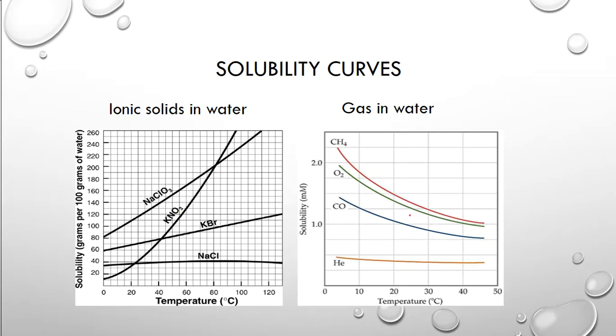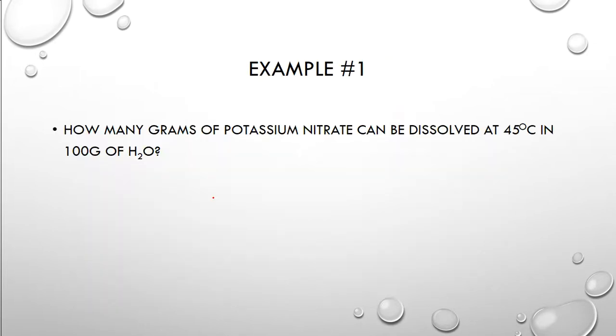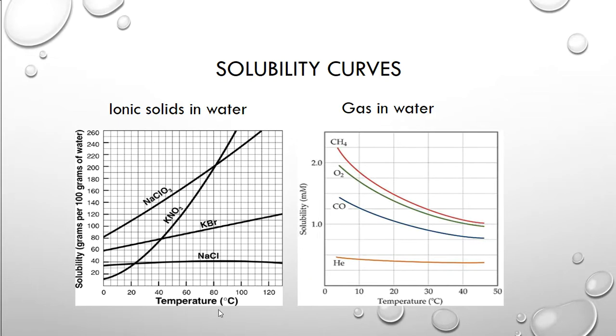Gases will want to bubble away, and the more energy you give them, the more they're going to want to bubble away. All right, so let's talk about how to read these things now. The way you read these would be: how many grams of potassium nitrate can be dissolved at 45 degrees in 100 grams of water? So here's our temperature. So 45 degrees is going to be here. Would you agree? This is 45 degrees right here.